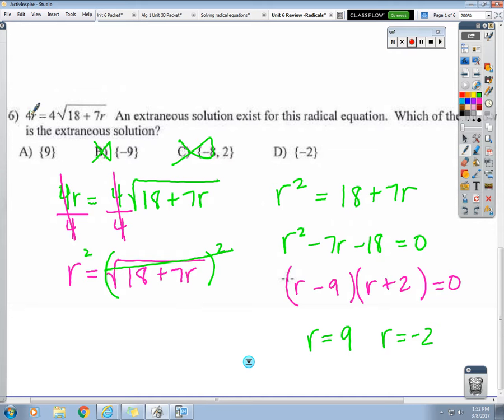Because look, on this side, if you replace r with a negative 2, won't this become a negative 8? And then you'll have equals 4 square root of 18 plus 7 times negative 2, which is negative 14. What's 18 minus 14? 4. And what's the square root of 4? 2 times 4 is 8, not negative 8, so negative 2 was our extraneous, so D is the right answer.